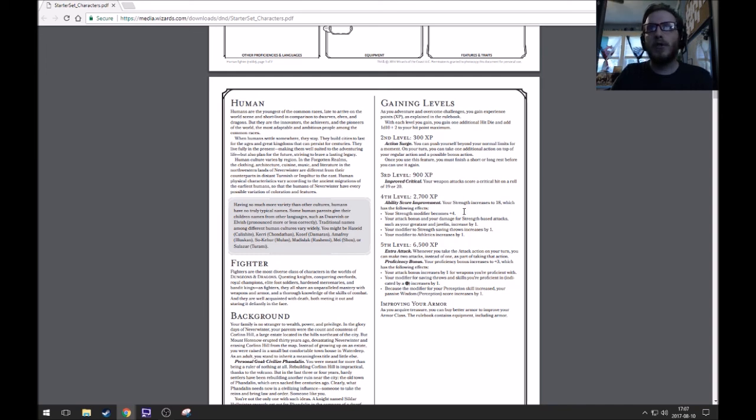Level 4, your strength score goes up because you've been hitting the weights. You do even lift, bro. Strength modifier becomes a plus 4. Your attack bonus and damage for strength-based attacks, such as your Great Axe and Javelin, increase by 1. Your modifier to strength saving throws increases by 1. And your modifier to athletics increases by 1.